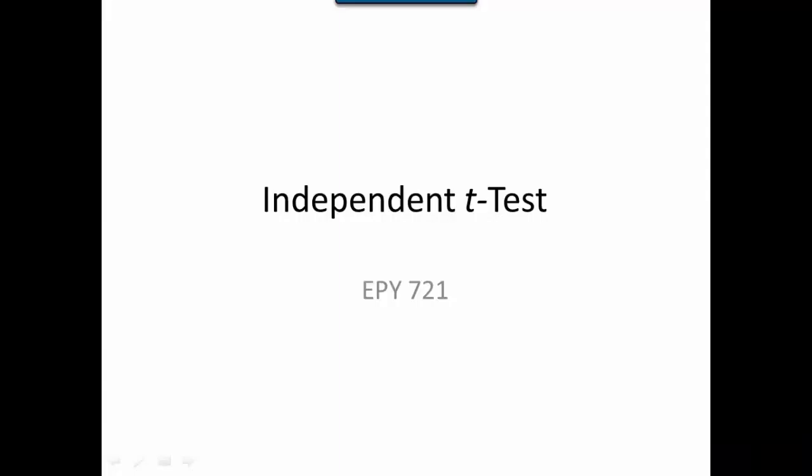Okay, this is going to be a really short lecture, kind of setting you up to be able to do an independent t-test. So we'll go ahead and get started. This section's all about comparing two means from two samples. This is the heart of what people think of when they think of educational experiments.